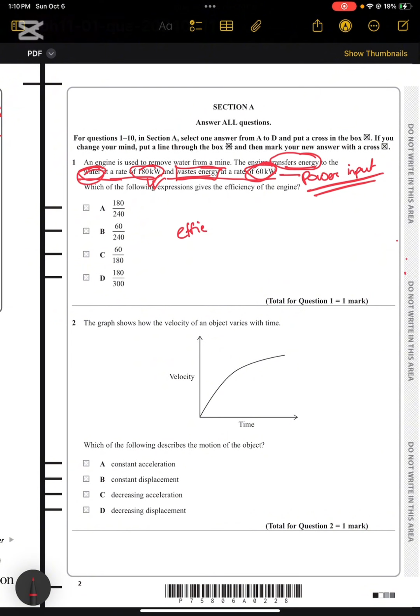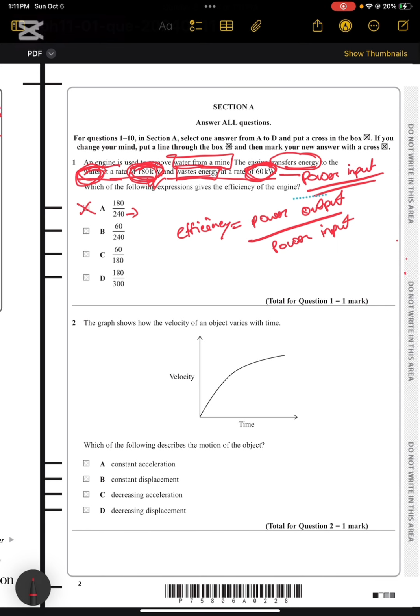We know the formula of efficiency is power output by power input. As this 60 kilowatt plus this 180 kilowatt are the overall power that has been transferred from the engine, we can say this is 240 overall, 180 plus 60, and the power output is only 180 kilowatt, which is the energy that is transferred to the water, as the main objective of doing this is to remove water from a mine. So our answer is A.